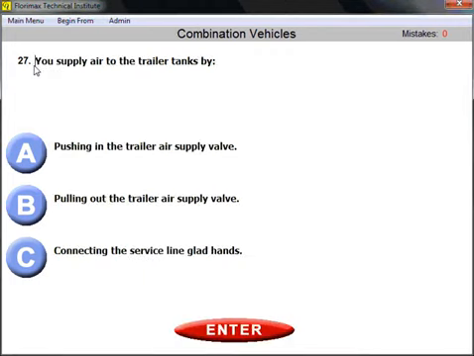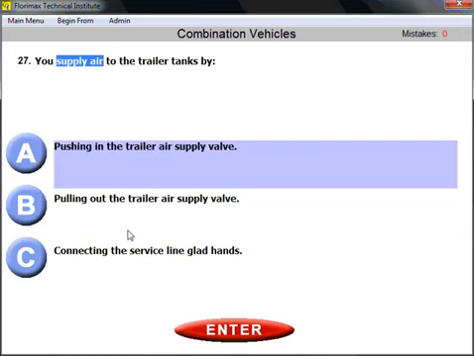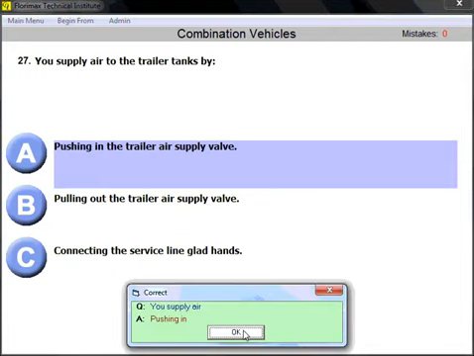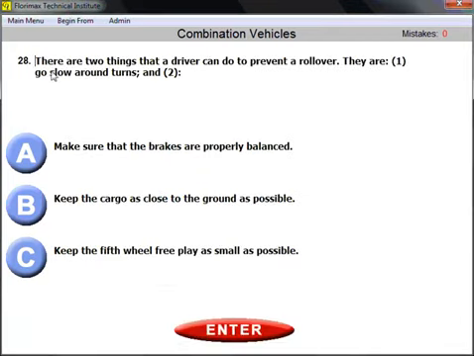Question number 27. You supply air to the trailer tanks by doing what? Again, you just need to remember: you supply by pushing in. Not pulling, not connecting anything. You let the air go to the trailer tanks by pushing in the trailer air supply valve. Actually, this is the red button. Pushing in.